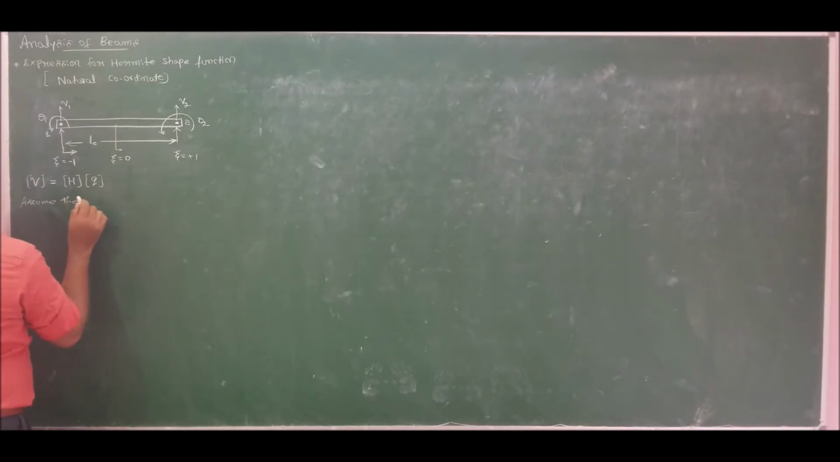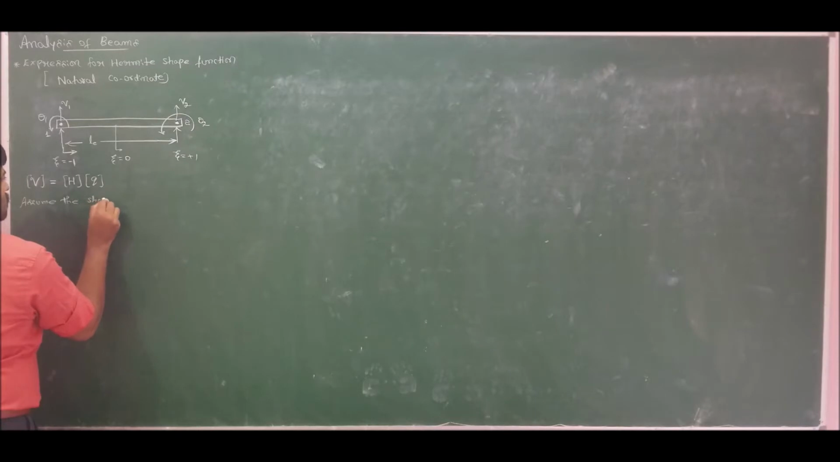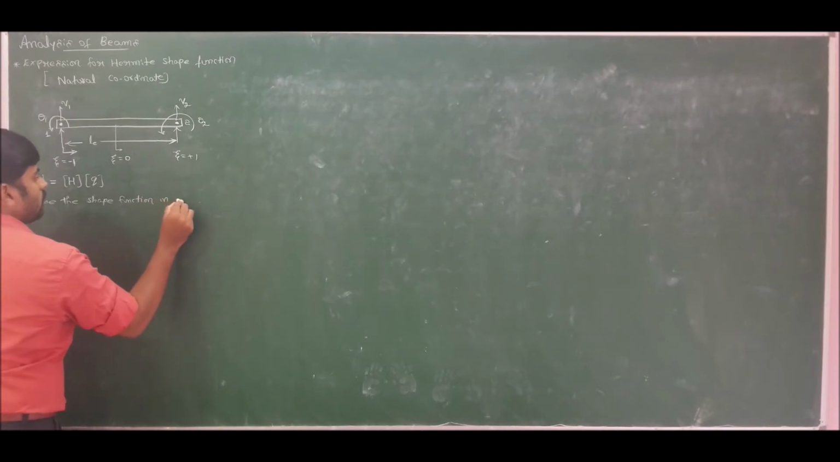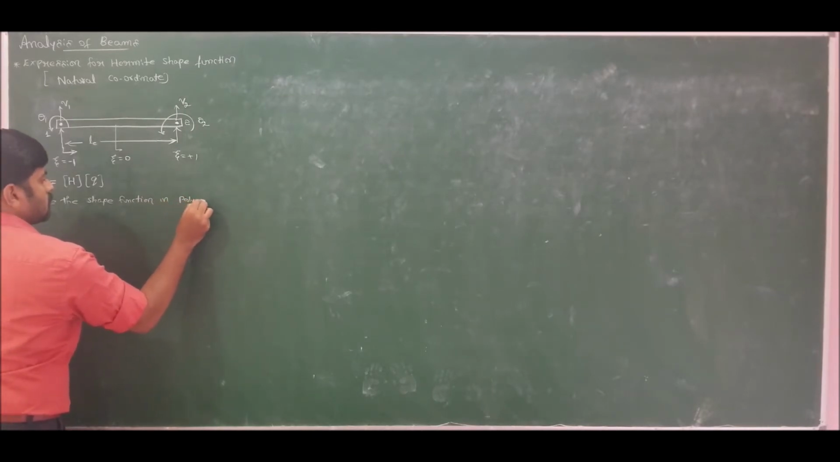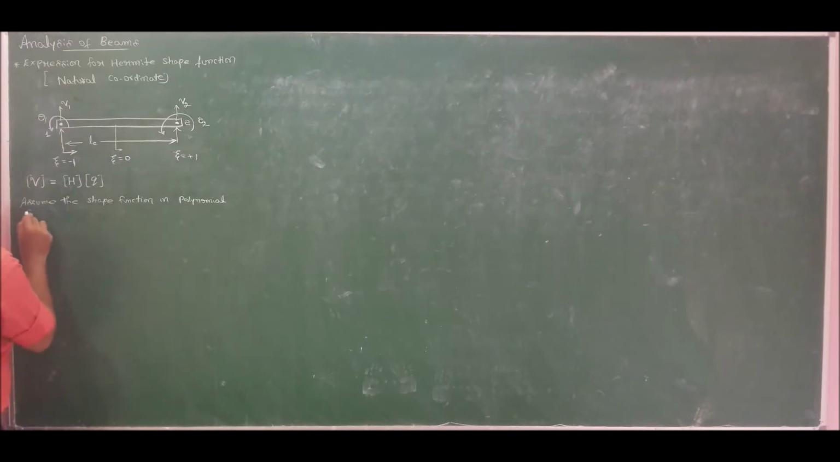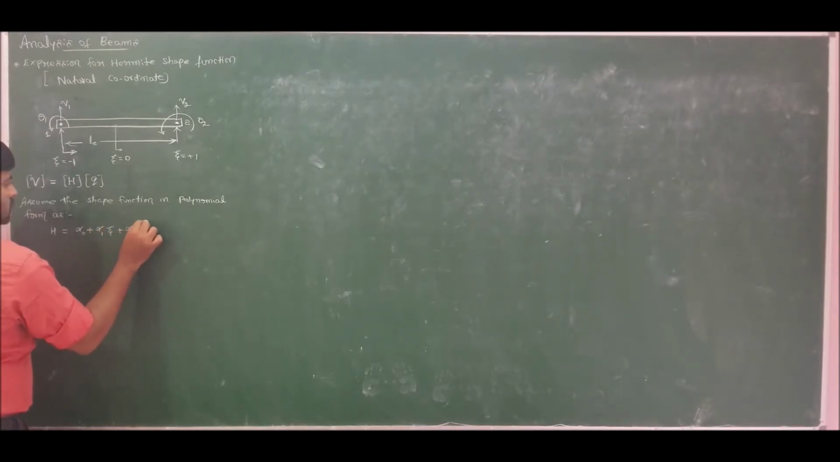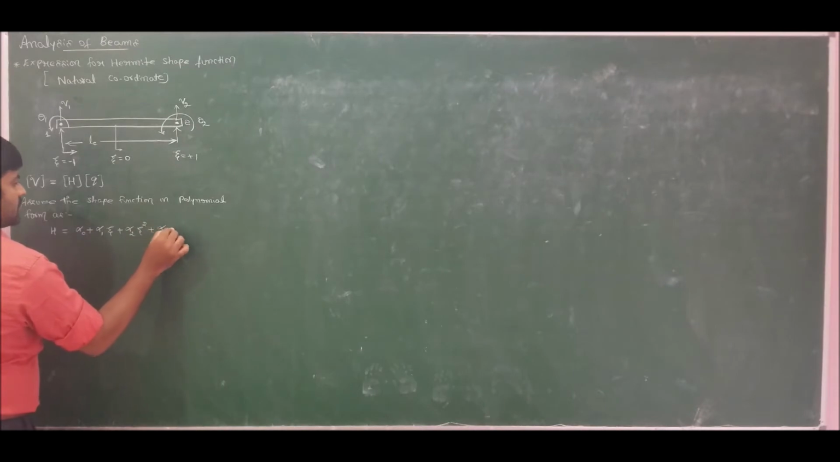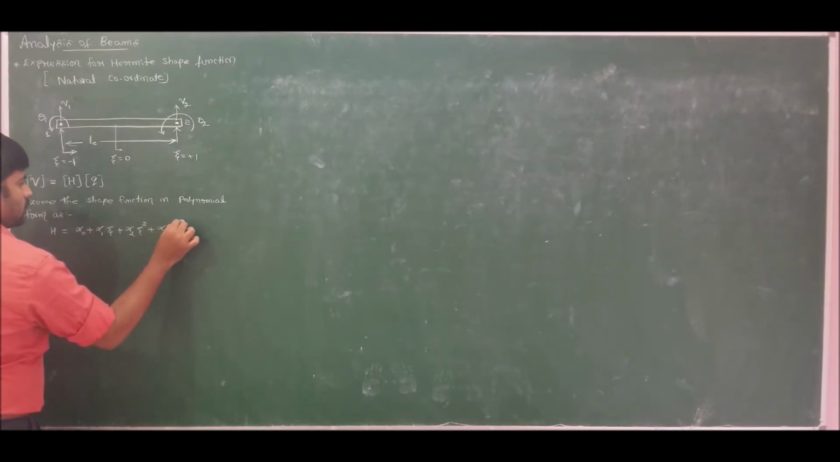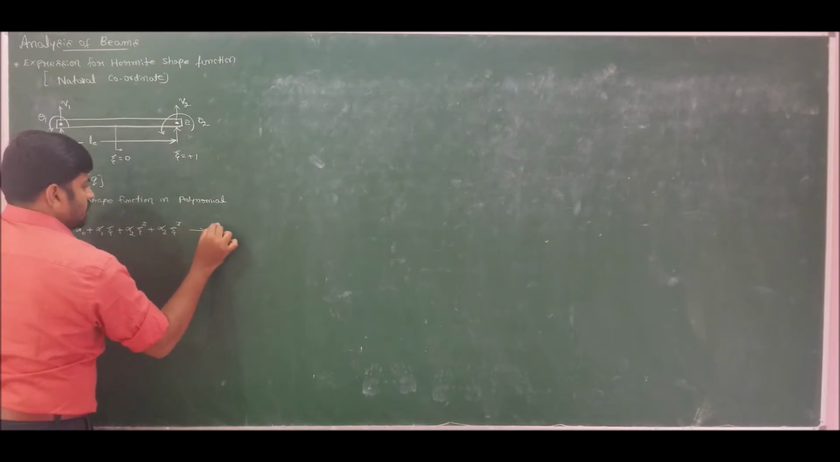since we have 4 quantities v1, θ1, v2, θ2, assume the variation of shape function, or assume the shape function in polynomial form as H is equal to alpha naught plus alpha 1 zeta plus alpha 2 zeta square plus alpha 3 zeta cube, and take this as equation number 1.